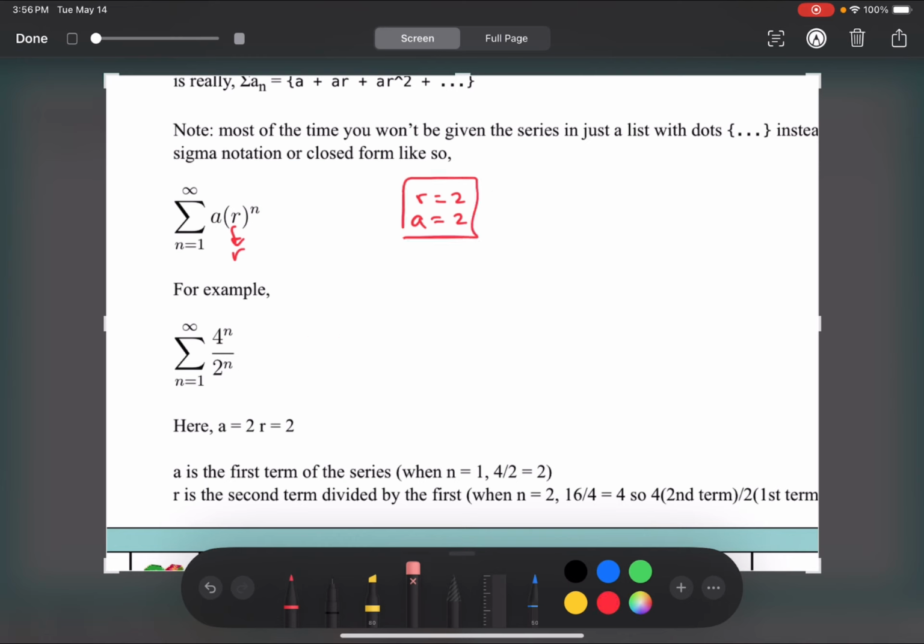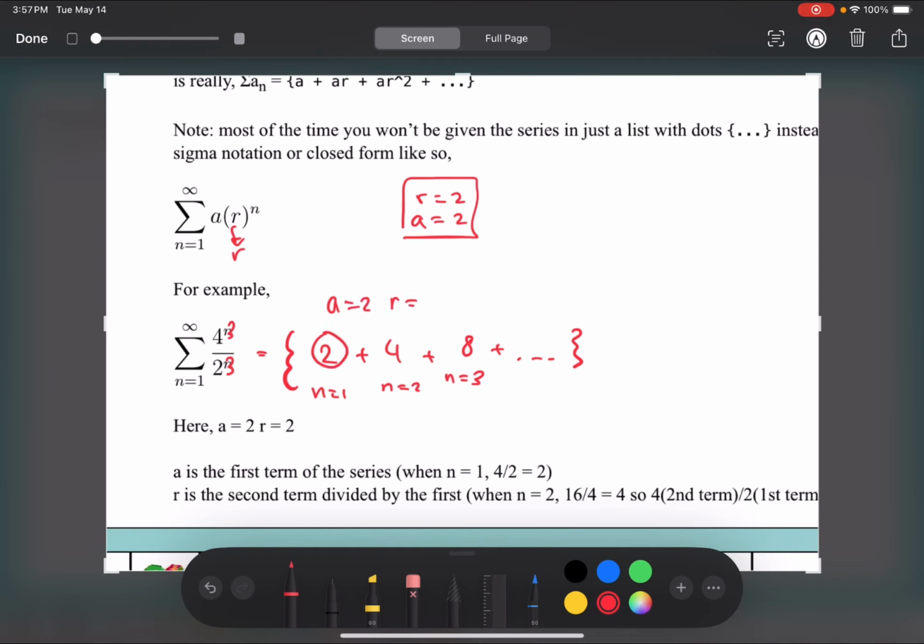Another way to do this is to actually write it out. So if you do n is equal to 1, then you plug in 1, that's going to be 4 to the first power, 2 to the first power, 4 divided by 2 is 2. Then if you plug in 2, that's going to be 16 divided by 4 is 4. And then if you plug in n is equal to 3, then that's going to be 4 cubed, which is 64, and then 2 cubed, which is 8. 64 divided by 8 is 8. And then that goes on forever. So the way that you find A is literally the first term, like you actually did it already. So A is equal to 2. Okay, that's how we got that.